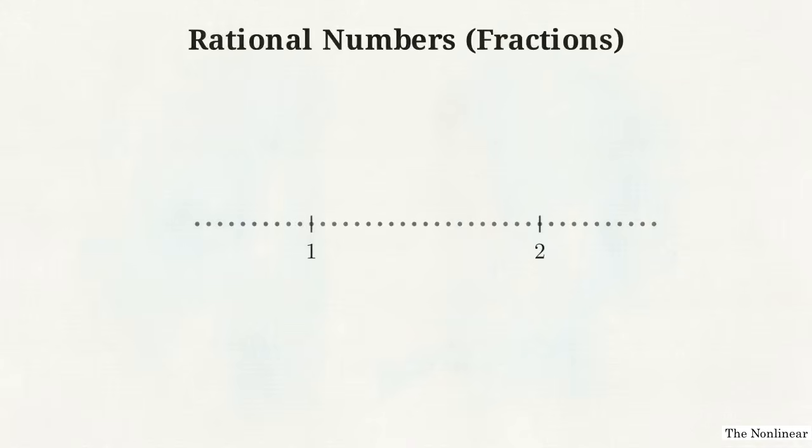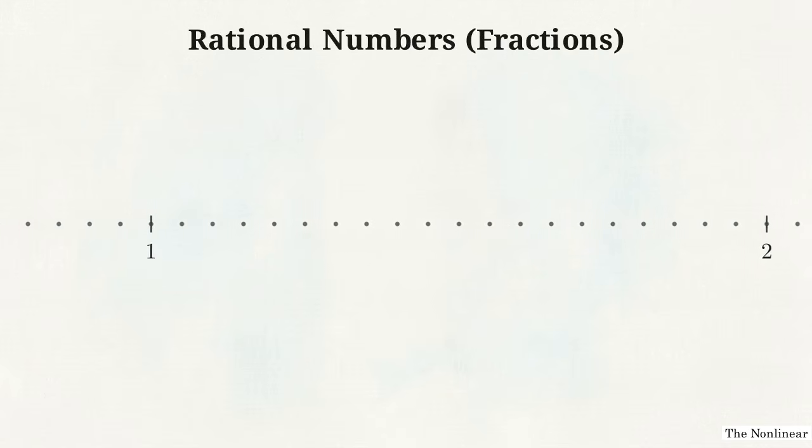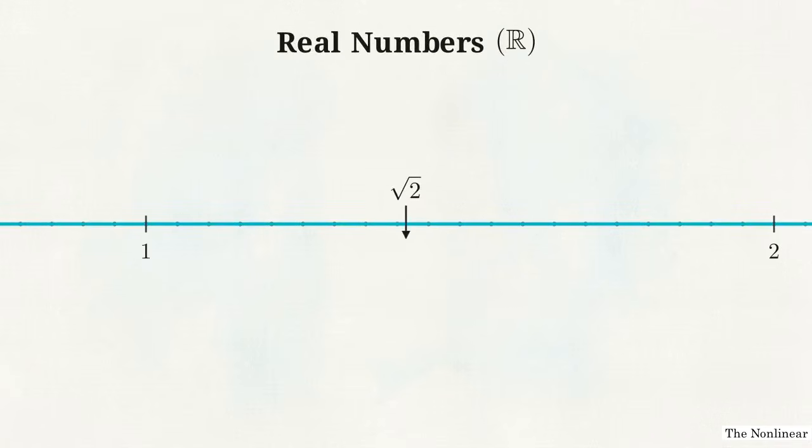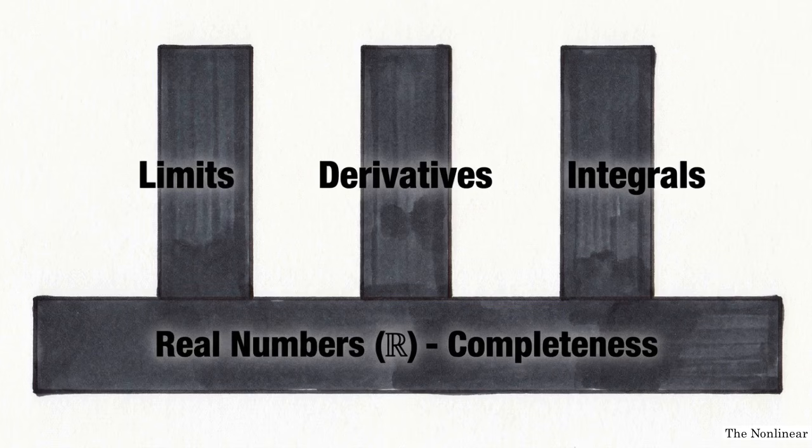Looking at this discrete number line, we hit a structural limit. This theorem fails if we only apply it to rational numbers, numbers that can be written as fractions. An irrational solution like the square root of 2 simply falls through the microscopic gaps between the fractions. To fix this, we rely on the real number system. Real numbers possess a property called completeness, meaning every possible gap is filled. This completeness is what allows limits, derivatives, and the theorem itself to function. Without it, the logic of calculus would fall through the gaps.